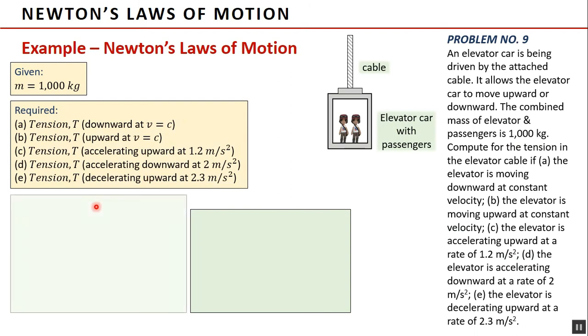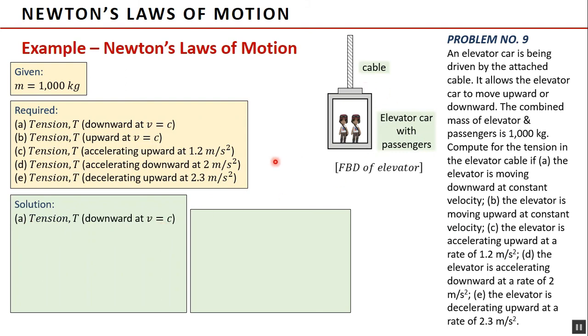For letter A, we are going to solve for the tension in the cable if the elevator car is moving downward at constant velocity. So let us first draw the free body diagram of the elevator car. We use only the vertical y-axis. The forces acting on the elevator are its weight W and the cable's tension T. And according to the problem, for letter A, the elevator is moving downward at constant velocity.